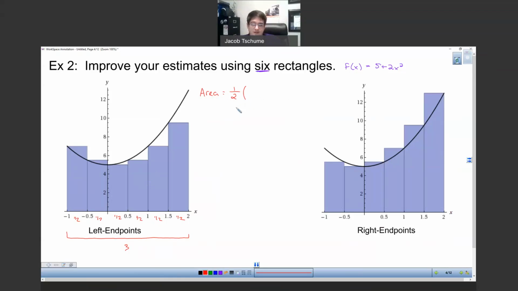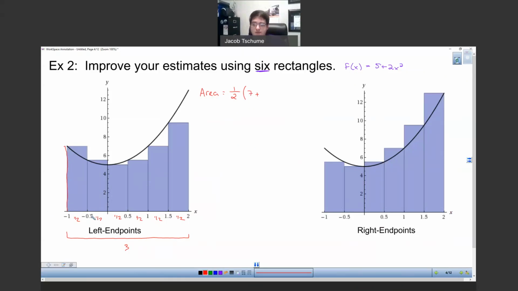Since we're doing left endpoints here, on the interval from -1 to -0.5, you're going to always use the left-hand side of each of those intervals. So for the first rectangle, I would use -1, which we actually did in the last one, so you should have the same height. We get a height of 7. Add to that the next height.